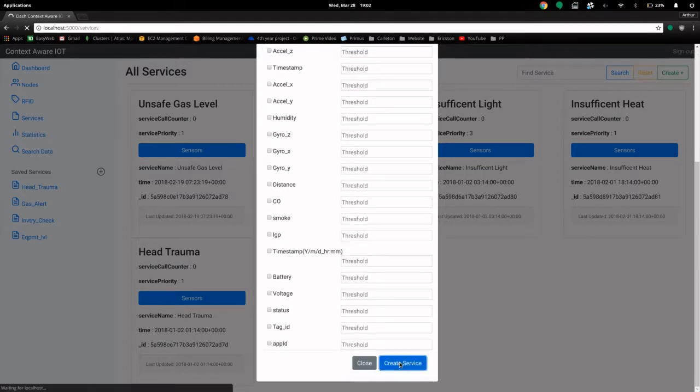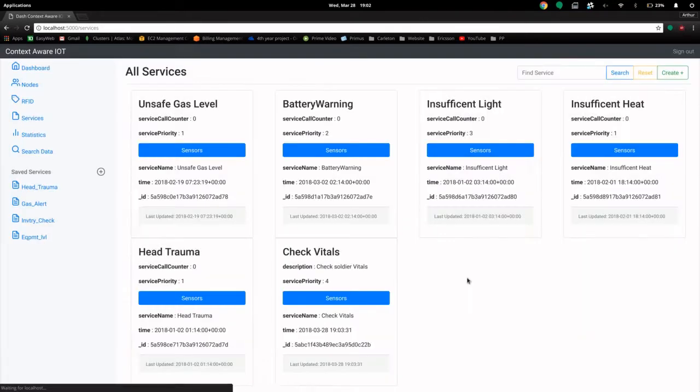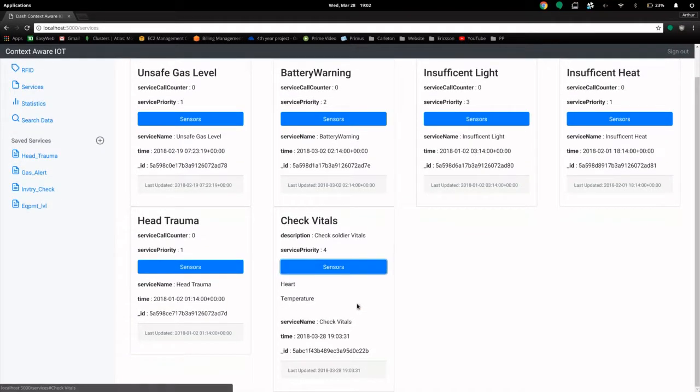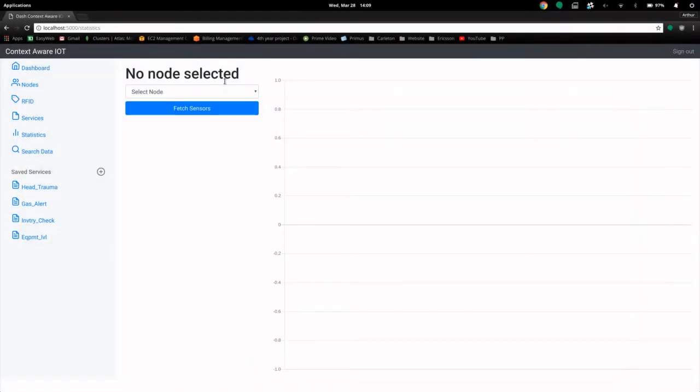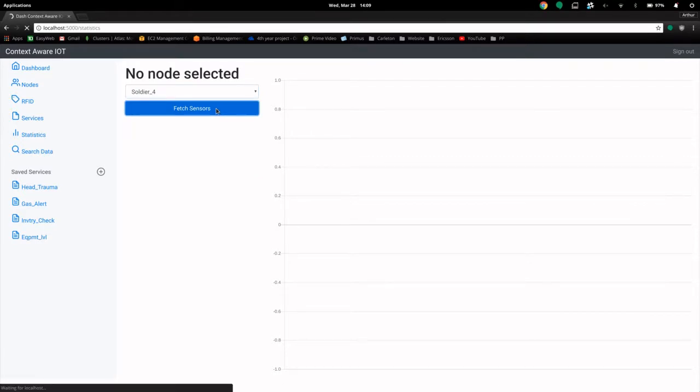It can also be seen that if a sensor goes down, the rest of the services still operate just fine. We can also see that if you want to check a specific sensor value in the web GUI, that's also easily accomplishable.